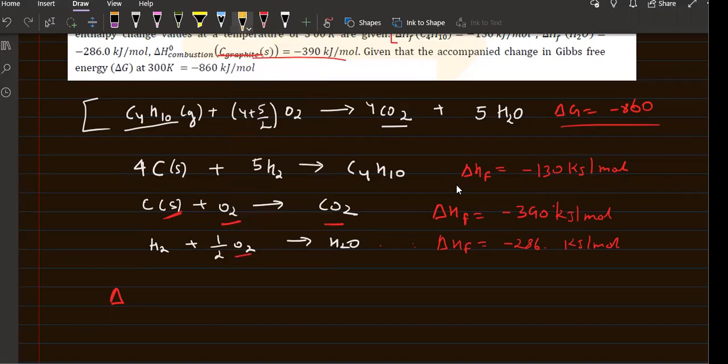Tell me, what is delta H of reaction? How many of you remember? Summation of H of product minus summation of H of reactant. Yes or no?